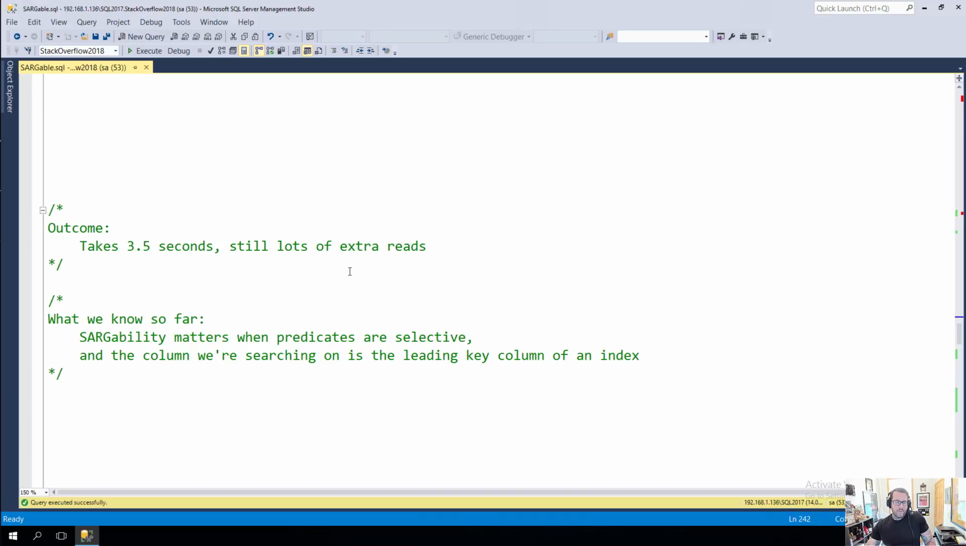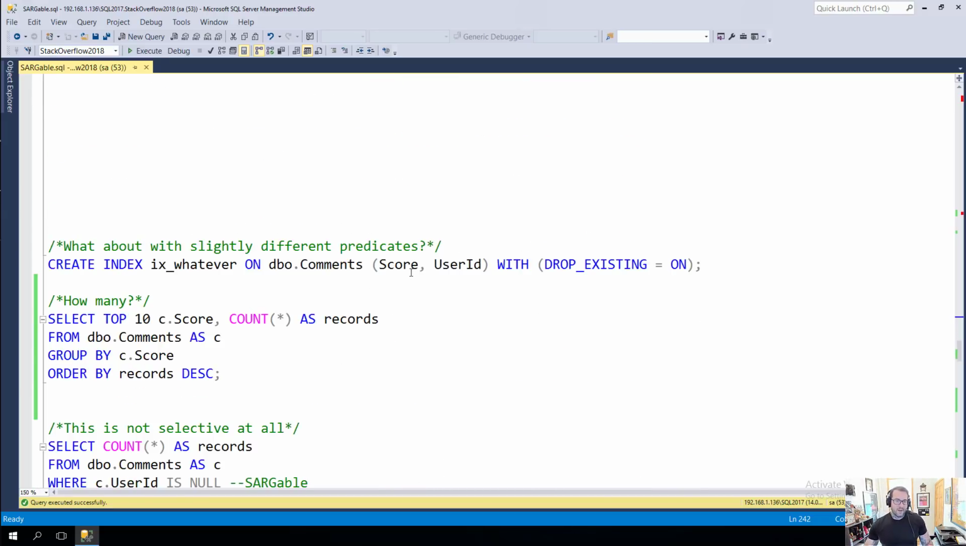So what we know right now is that sargability matters when predicates are selective, and where we're dealing with the leading key column of an index. So when we have a leading key column in the index that really helps our where clause, writing sargable predicates is helpful, so we can seek right to the small number of rows that we're interested in.